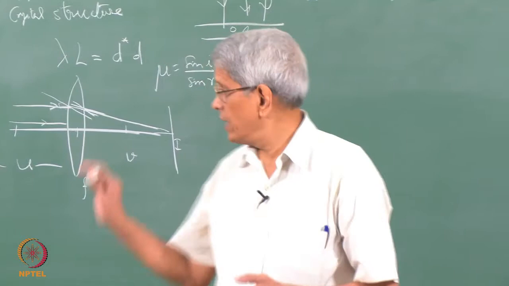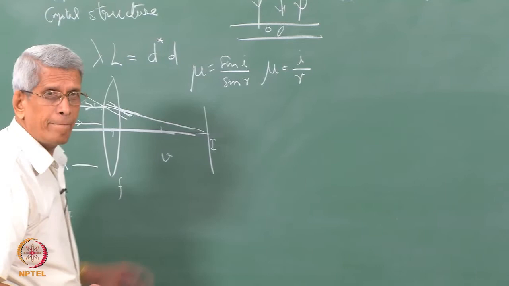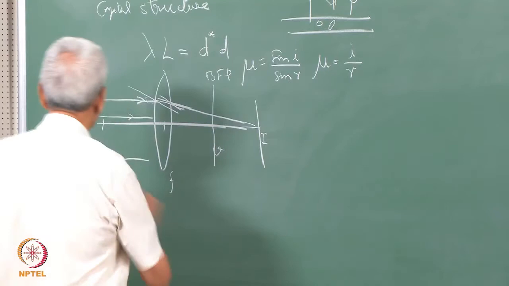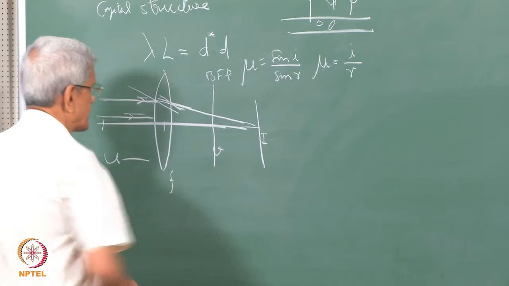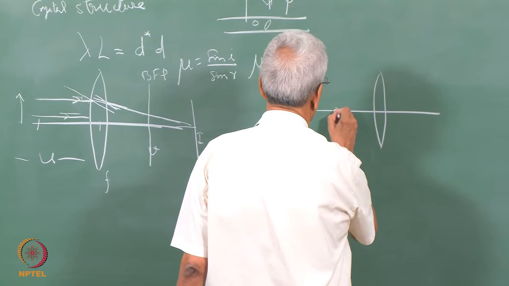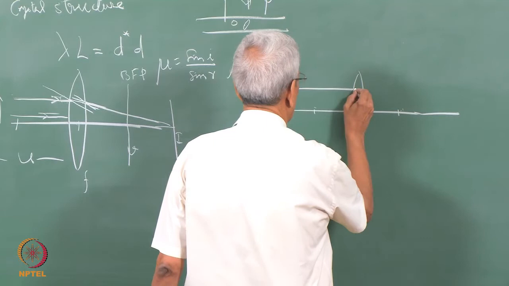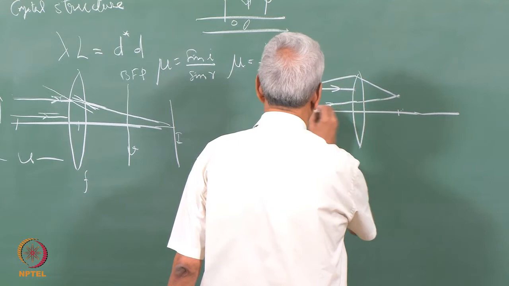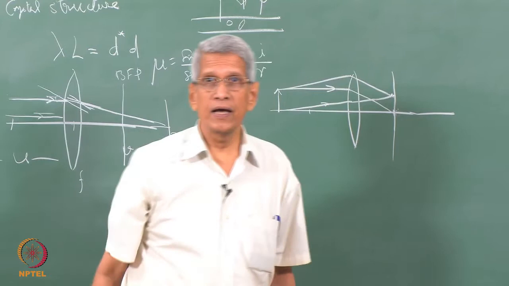At this distance, this plane is defined as the back focal plane. In the back focal plane, what happens? All the rays which are emitted from the sample in a particular direction are brought to a focus. Let me draw it again. Object. The ray which is parallel to the optic axis, and another ray like here, these two rays will be focused at this particular point. So this is the back focal plane.